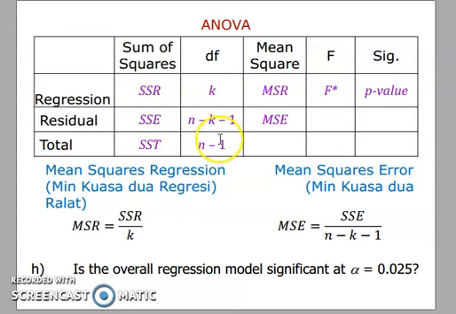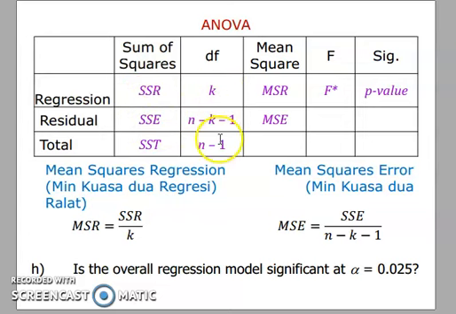So if the overall regression model is significant at alpha equals 0.025. Here it wants us to use the overall significance test, meaning the F test. So first state the H null and H1. H null will be beta 1 equals beta 2 equals beta 3 equals beta 4 equals 0. And H1, at least one of the betas is not equal to 0.